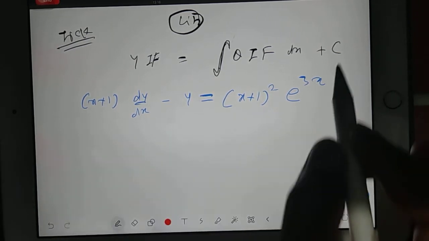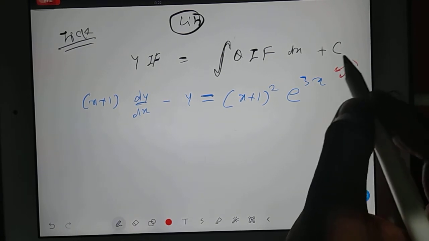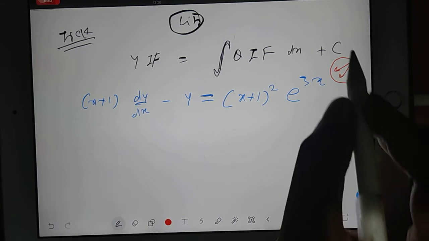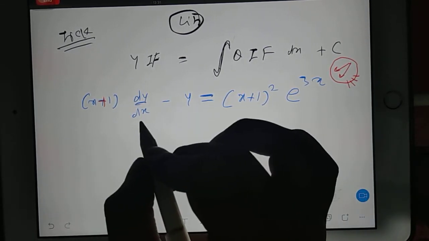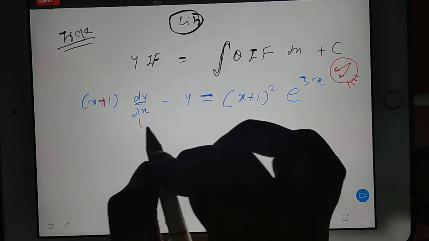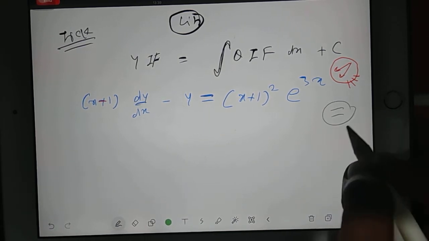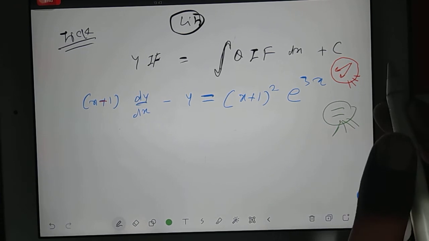So see guys, again I'm repeating, whenever a question is coming, your first approach is: can we solve by the variable separable method? Of course it is not possible here, because you can see your x plus 1 is like this, and if you divide by dx here or something. If you have a very good grip in mathematical calculation, then only put yourself into the variable separable method.